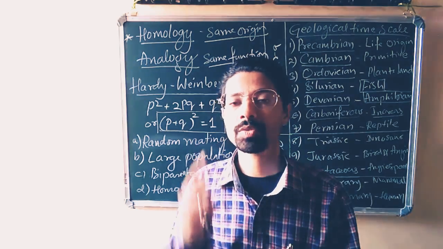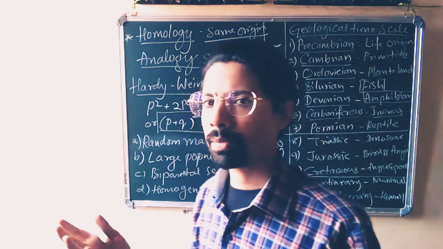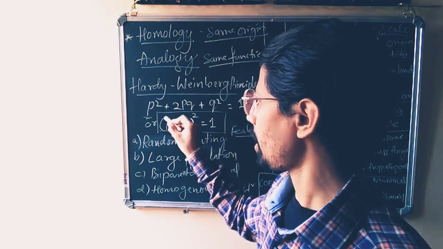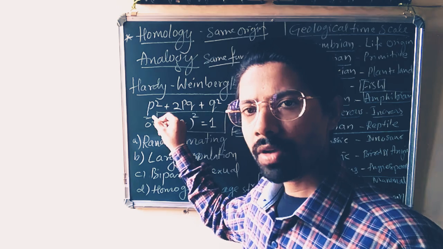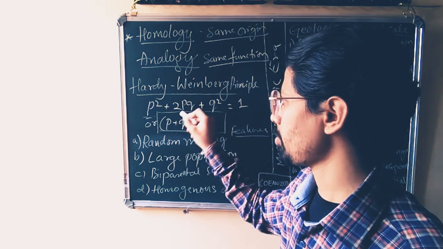Either natural selection, speciation or mutation should occur to disturb this equilibrium. So what is this equilibrium about? This equilibrium is about p square. What is p square? The sum total of dominant homozygous alleles in a randomly mating population.